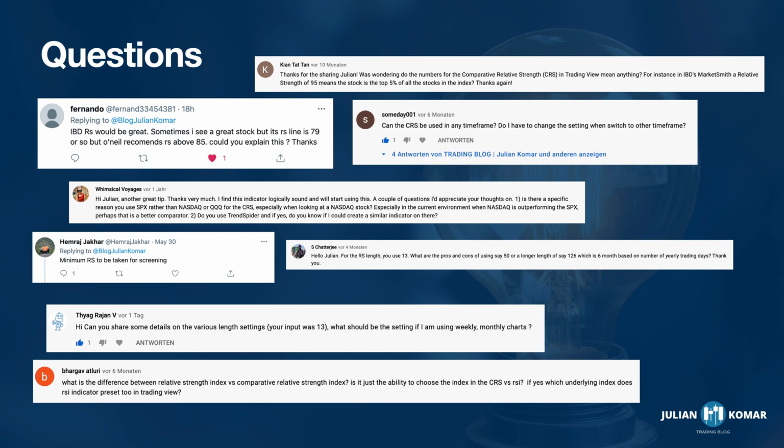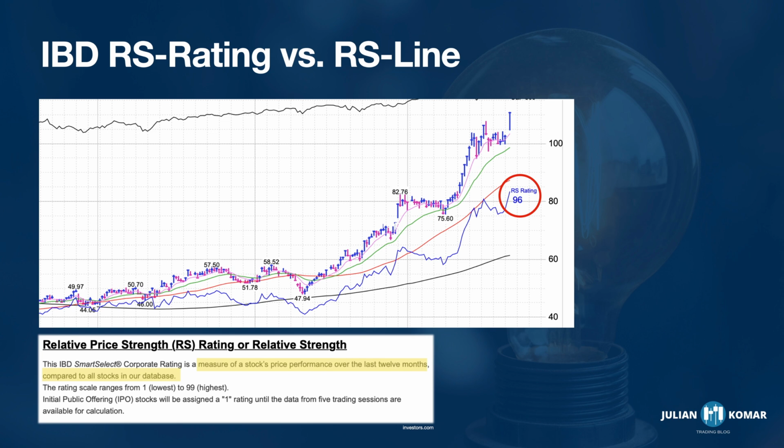But before we jump into the questions and the answers, I want to cover the RS rating and RS line and explain the difference, because a lot of those questions were about the difference. So what is the IBD RS rating and what is the RS line? Are they different things, or are they the same, just a different representation? The IBD RS rating and the RS line are two totally different things.